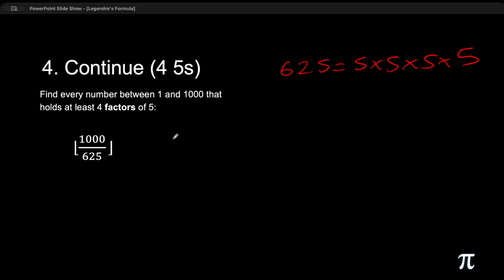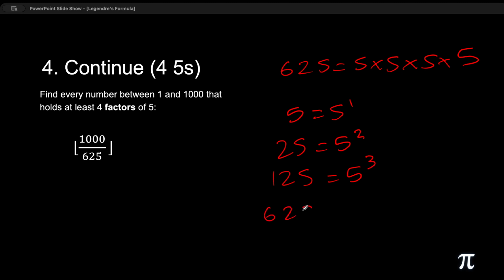We're always dividing by the next power of 5. First, we divided by 5, which is 5 to the first power, then by 25, which is 5 to the second power, then by 125, which is 5 to the third power, and now by 625, which is 5 to the 4th power. That's because with each increasing power, we see an additional factor of 5 being added. So again, we have the floor function of 1000 divided by 625. That gets us to 1.